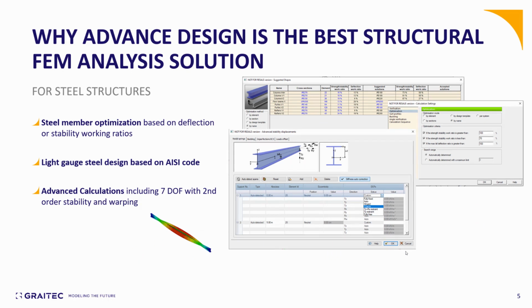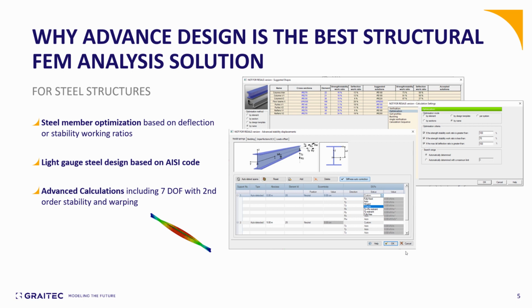So there are some differences if you want to talk about Advanced Design and other competitors. First, we have a very good optimization engine in Advanced Design. The software will automatically provide you the most economic section that you can use for that member. For example, if your member is overstressed or you have a higher workload ratio, Advanced Design will let you know that this member is not enough. You need to change it, probably to a stronger section.